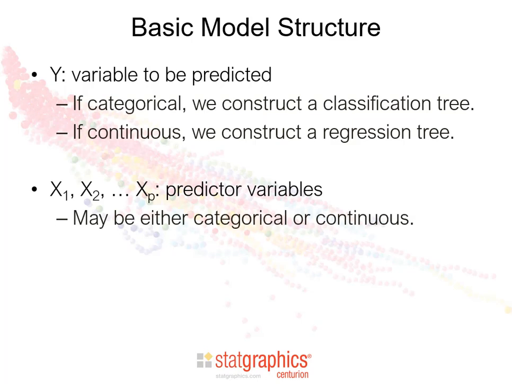Let's take a look now at the basic structure of the model underlying the decision tree. There is a single variable y that's the variable to be predicted. If that variable is categorical, then we'll construct a classification tree. If the variable is continuous, we'll construct a regression tree. There are also p predictor variables x, each of which may be either categorical or continuous.